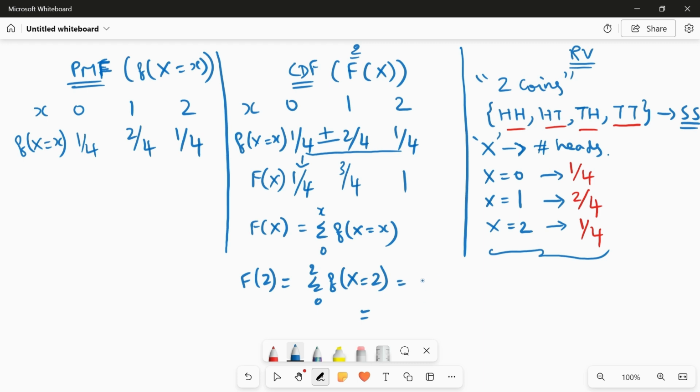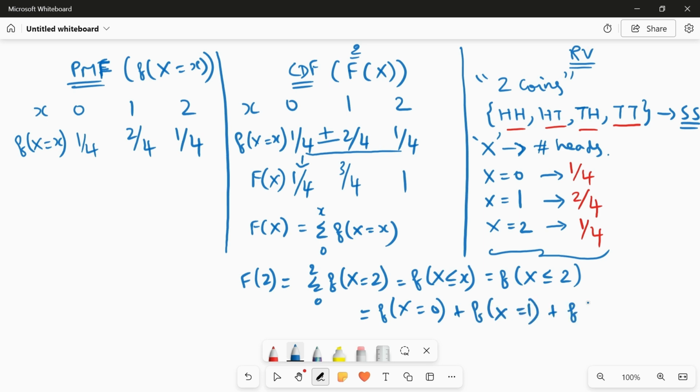It can be represented as F of x equal to the probability that capital X is less than or equal to x. So here it is nothing but the probability that capital X is less than or equal to 2, correct? So x equal to 0 is possible, plus 1 is possible, and 2 is also possible. So we add everything and put 1, right? 1 by 4 plus 2 by 4 plus 1 by 4 is 1. So this is the concept of CDF.